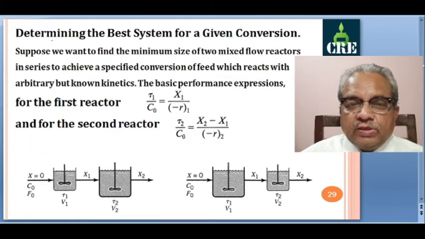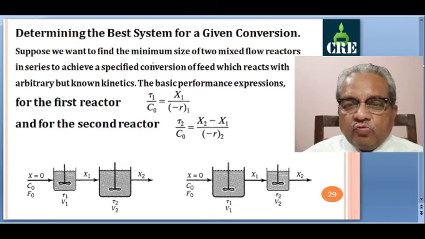Now we'll see determining the best system for a given conversion. Suppose we want to find the minimum size of two mixed flow reactors in series to achieve a specified conversion of feed which reacts with arbitrary but known kinetics.